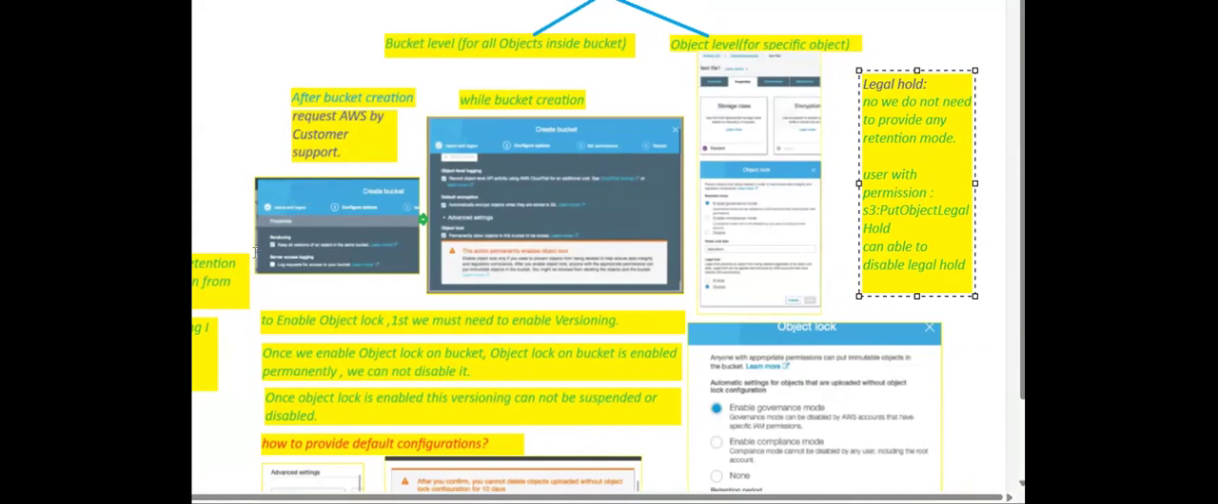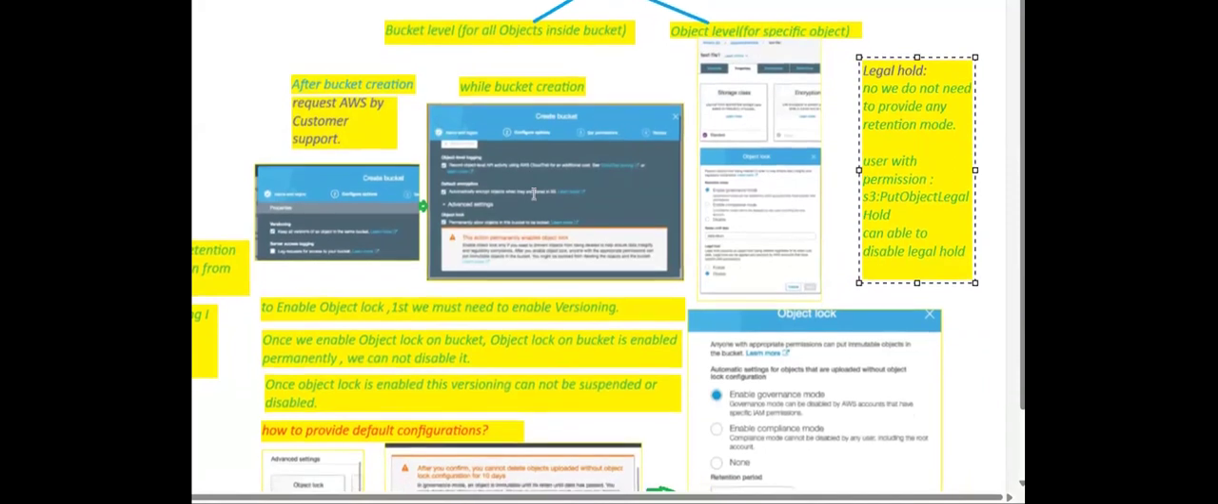For that, you first need to enable versioning, and then you need to enable what? You need to enable this object lock. So in this way, you can enable your object lock. Now you just enabled your object lock. You haven't provided any default configuration specifying under which governance mode your objects will lock and what the retention period is. To specify those configurations, you need to go under bucket advanced settings.